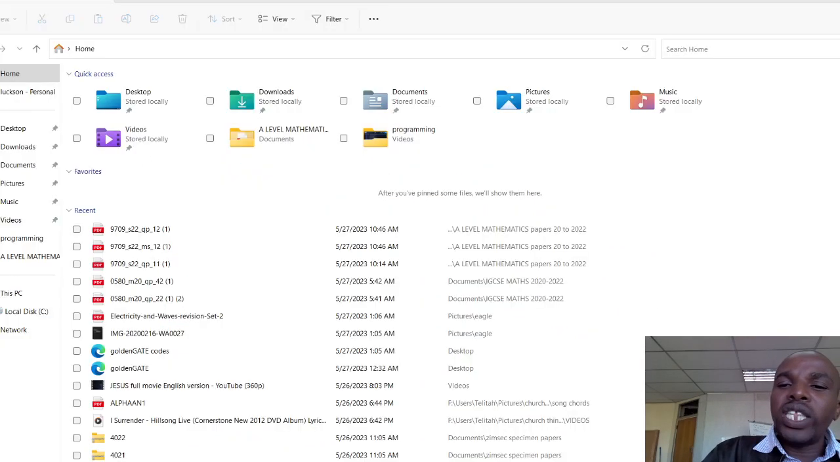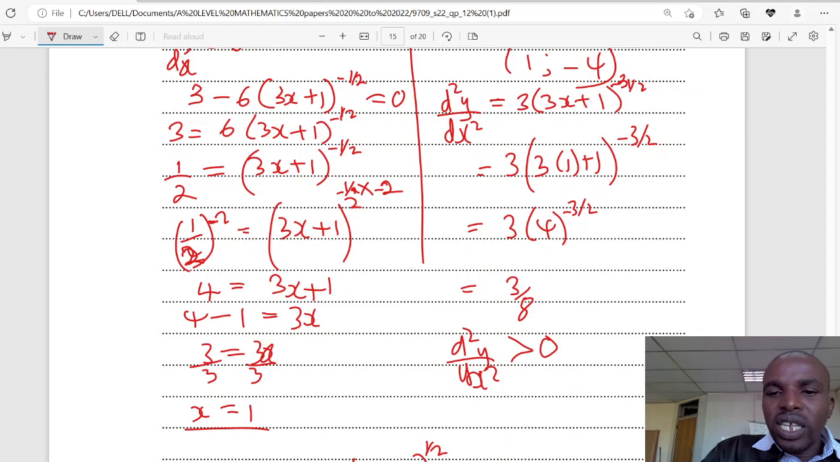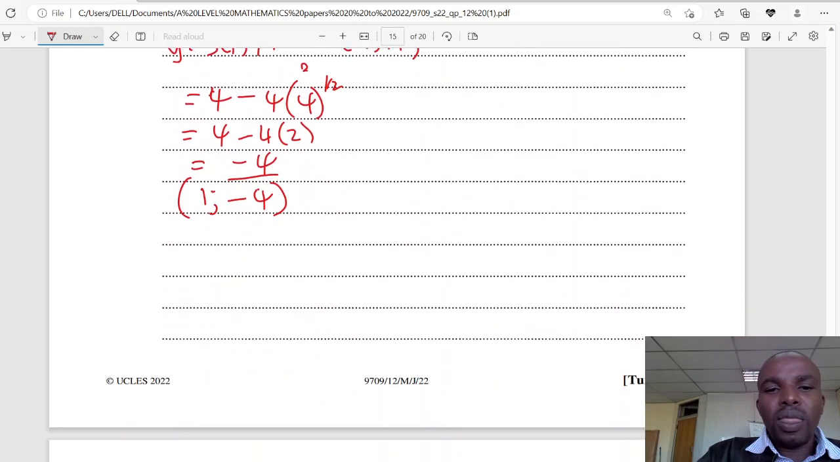So you can conclude that it's a what? It's a maximum point, right? So you can conclude that it's a minimum point. So the point is minimum. Just like that. Right, so it's a minimum point. The next question.